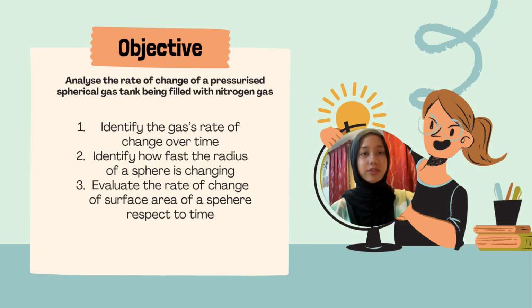Next, in order to analyze the rate of change of a pressurized spherical gas tank being filled with nitrogen gas, there are three objectives that we observe. The first one is to identify the gas rate of change over time. The second one is to identify how fast the radius of a sphere is changing. And the last one is to evaluate the rate of change of the surface area of a sphere with respect to time.